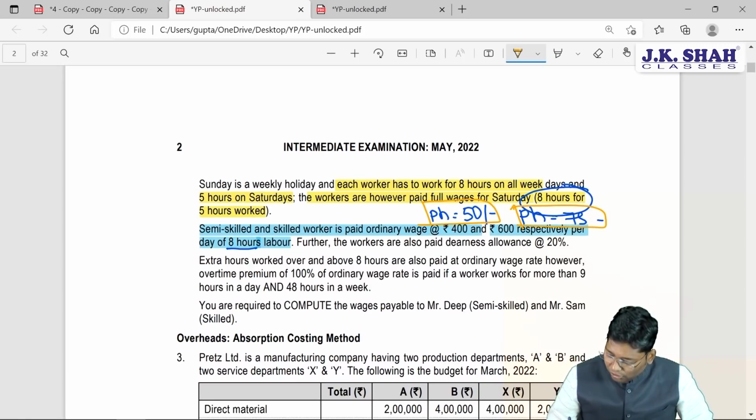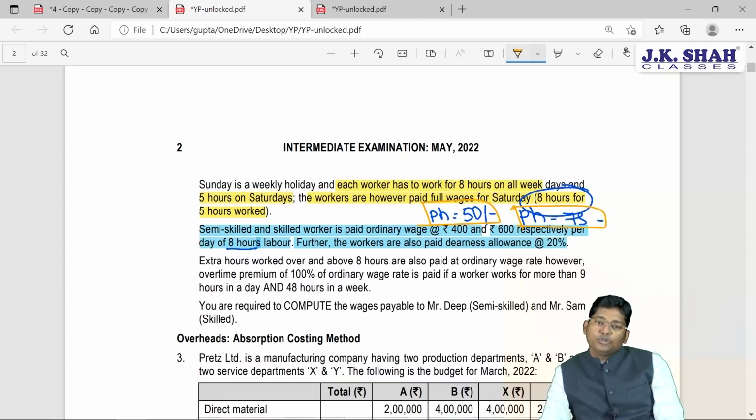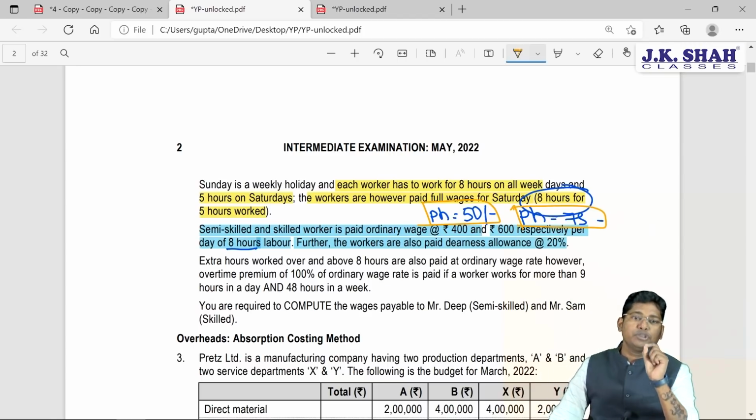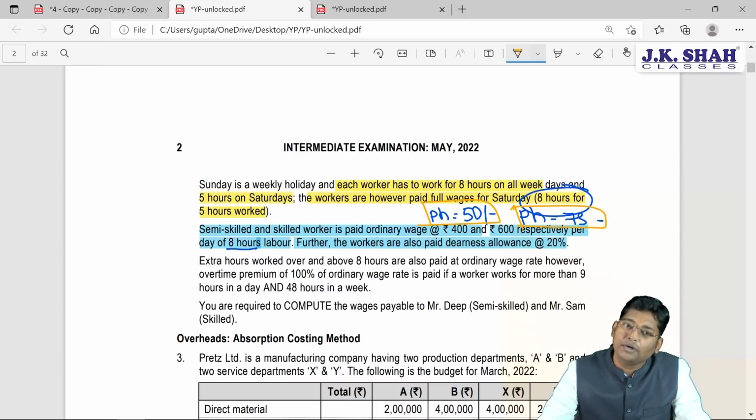Further, the workers are also paid dearness allowance at the rate of 20% on the basis of the basic wages which we are paying to them. We are also paying them a dearness allowance at the rate of 20%. 20% dearness allowance is to be paid in addition to the basic wages paid to the workers.